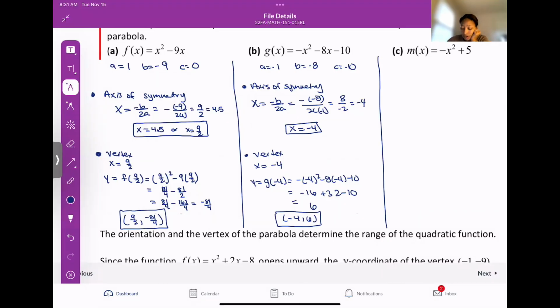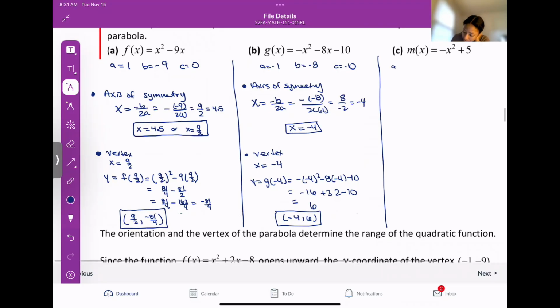All right, and then last part, our function is negative x squared plus 5. For negative x squared plus 5, the a value is negative 1. The b value is 0. Notice how there is no x term here. So b is 0. And the c term is 5. We don't really need c again. We need a and b though.